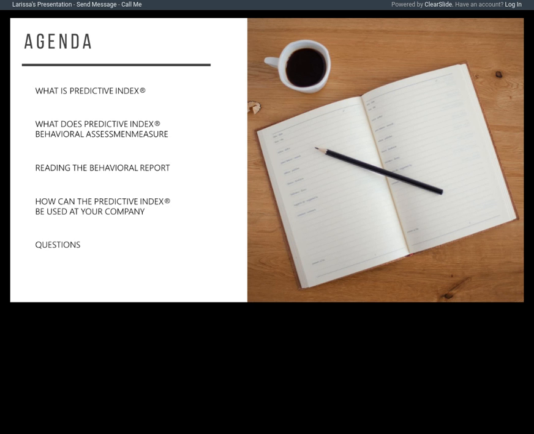Then I'm going to go through how to read that behavioral report, and we'll go through what the sigmas are, where we start, what's high, what's low, and then we're going to take a brief look at each of the 4 factors and what they mean. And then we're going to talk about some best uses and best practices of how this can be used at your company. And then I'll stop the recording and we'll have time for open questions.